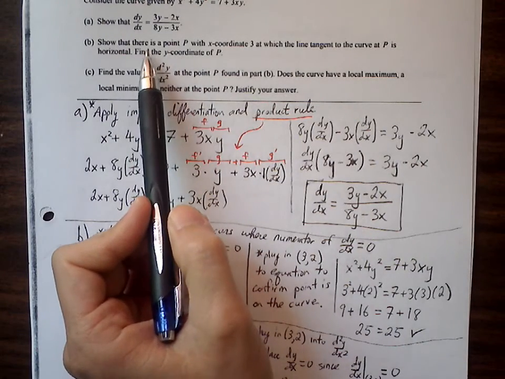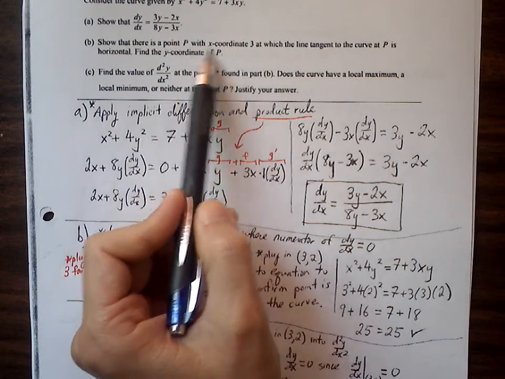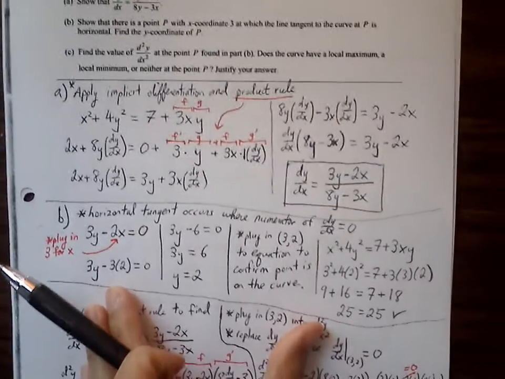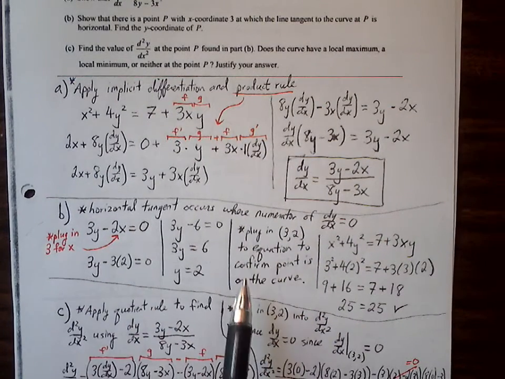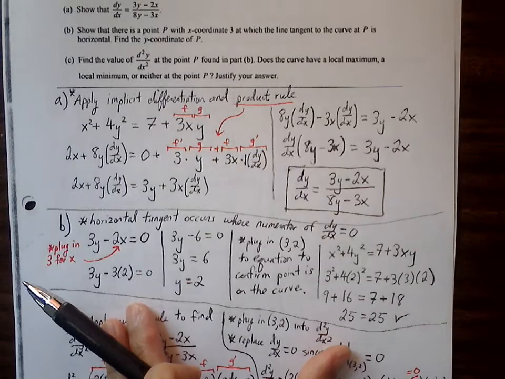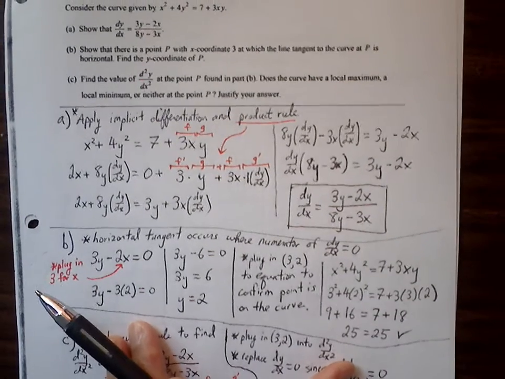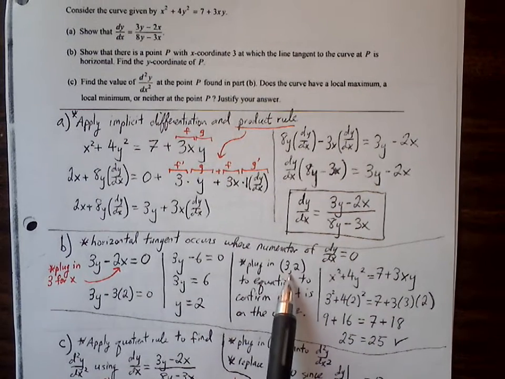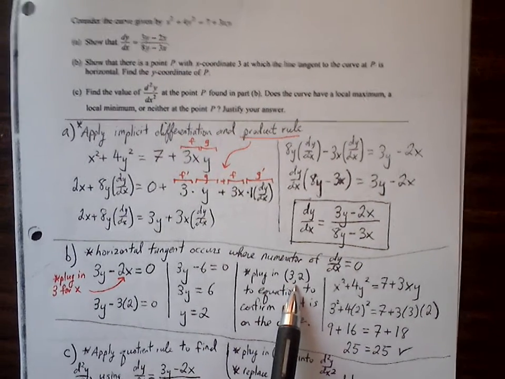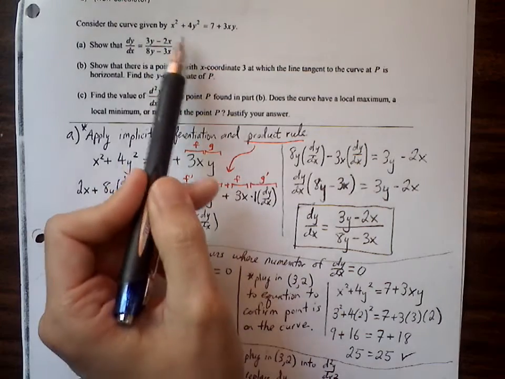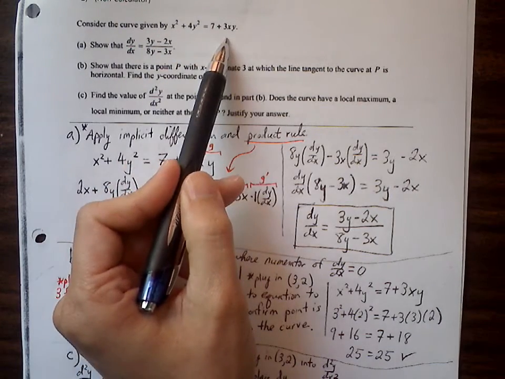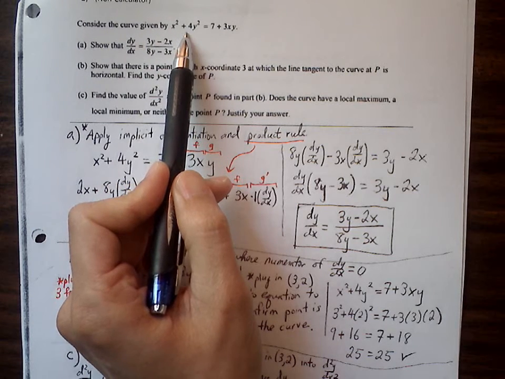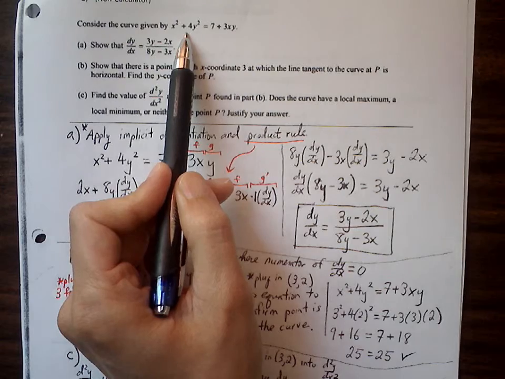Okay, so now we want to show that this line tangent to the curve is horizontal. So we're going to plug 3, 2 back into our equation and confirm that the point is on the curve. Because this is from the derivative, we're going to have to make sure that this is a point that actually does sit on the graph. So let's plug 3, 2 back into the original equation just to confirm that it is actually a point that does sit on the graph.